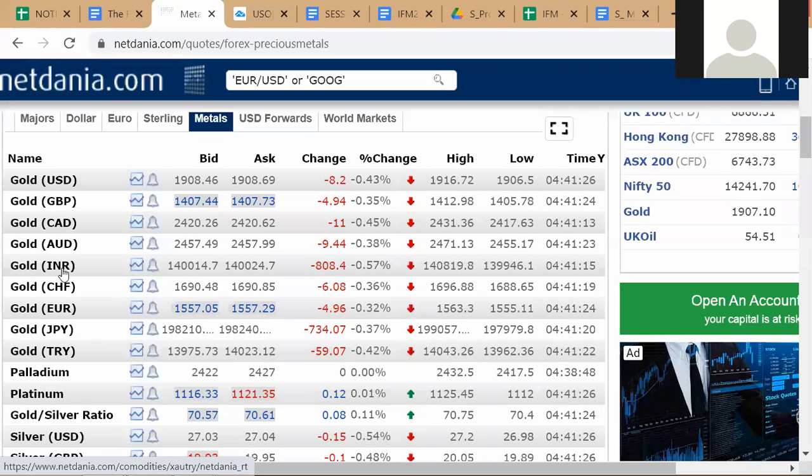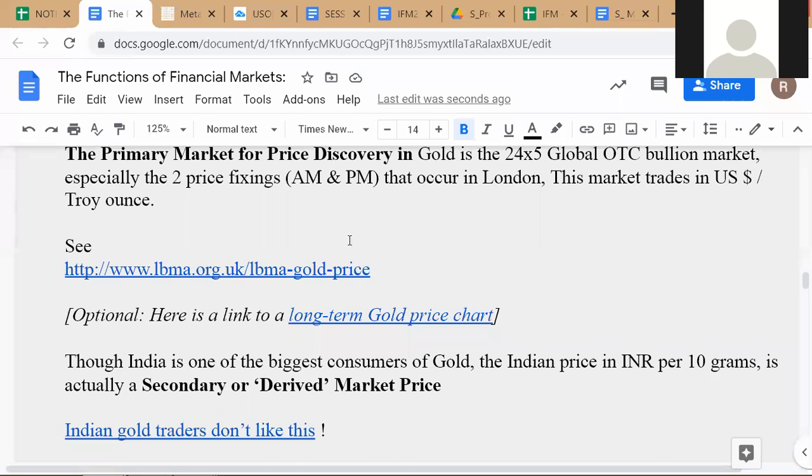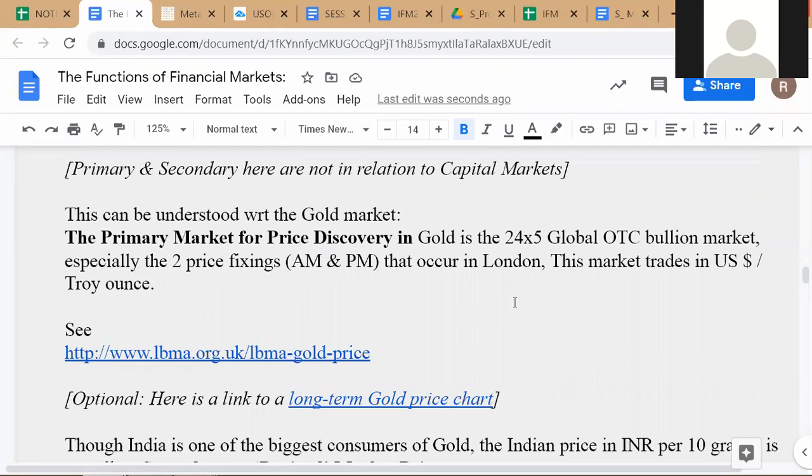So this is the gold rupee market. This is the gold Swiss franc market. Here, what you have to understand comes from contextual, institutional knowledge: the primary market for price discovery in gold is what I've given you here. It's a 24/5 global OTC bullion market, which trades pretty much from Wellington all the way to New York, 5 days a week. This is trading in US dollars per troy ounce. Because this is the major market, futures also become quite big now.